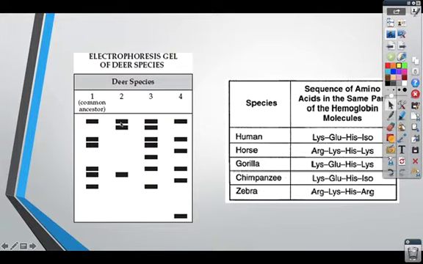So species 2 had 2 bands in common with the ancestral species. Species 3 had 1, 2, 3, 4, and 5 bands in common with the ancestral species. And species 4 had 1, 2, 3 bands in common with the ancestral species. So this third species is more closely related to the common ancestor. So those two are more closely related because they have more bands in common with each other.